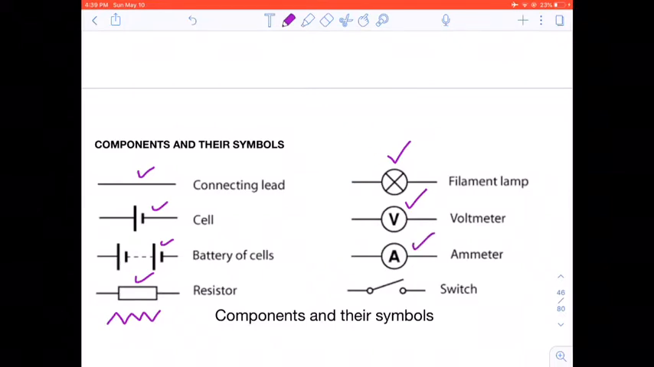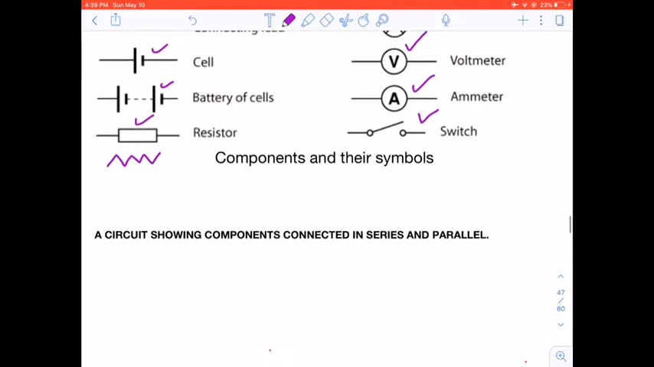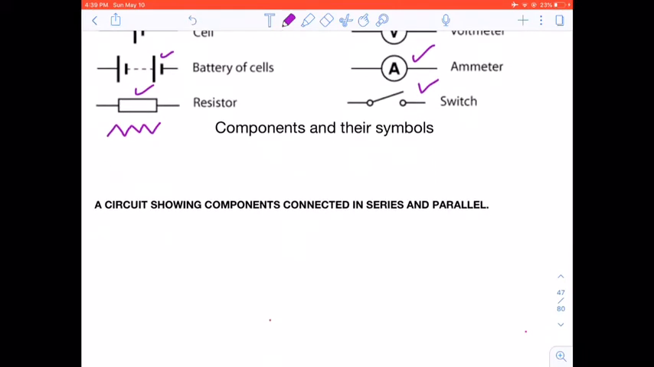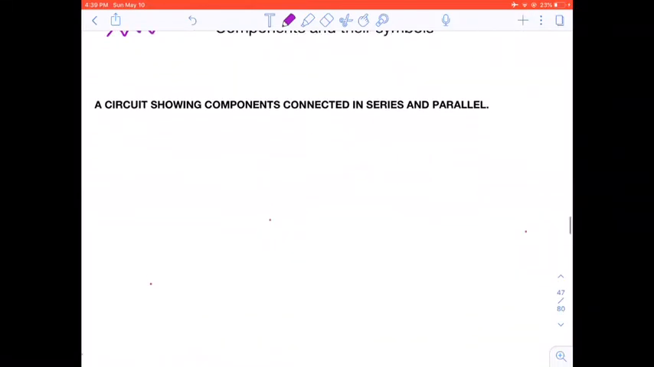Ammeter measures current, voltmeter measures the voltage. That means the force with which the current moves past two given points, and then we have a switch. So the voltmeter actually measures the change in potential energy per unit charge between two points, but we'll get to that.